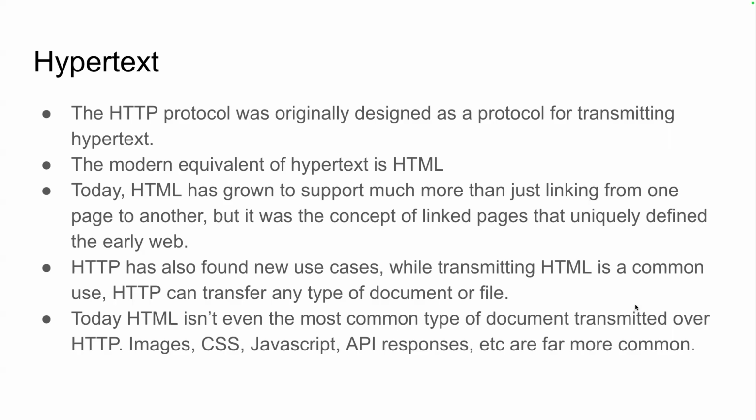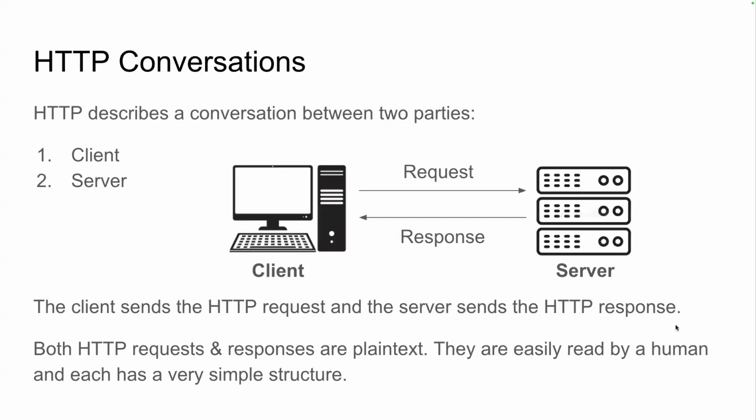All right, so then we go with hypertext. So now here's an HTTP conversation. An HTTP conversation describes a conversation between two parties. A client contacts a server. The client sends the HTTP request and the server sends the HTTP response. Both HTTP requests and responses are plain text. They're easily read by humans and each has a very simple structure.